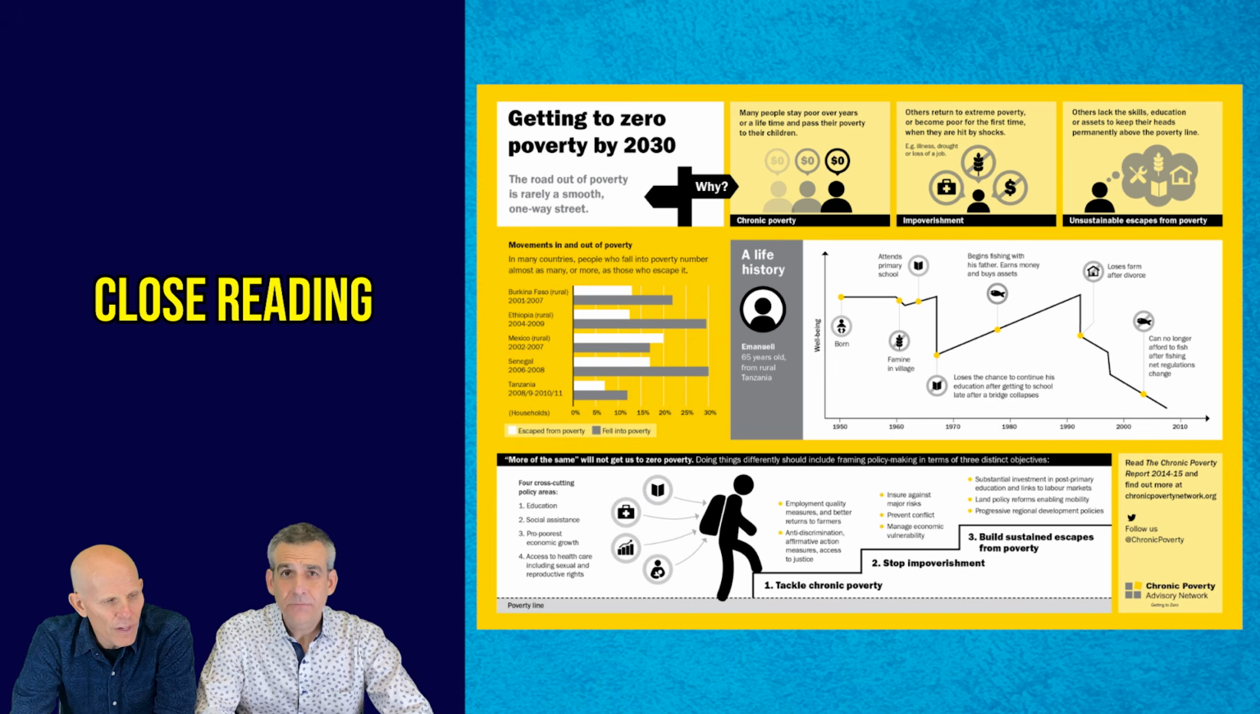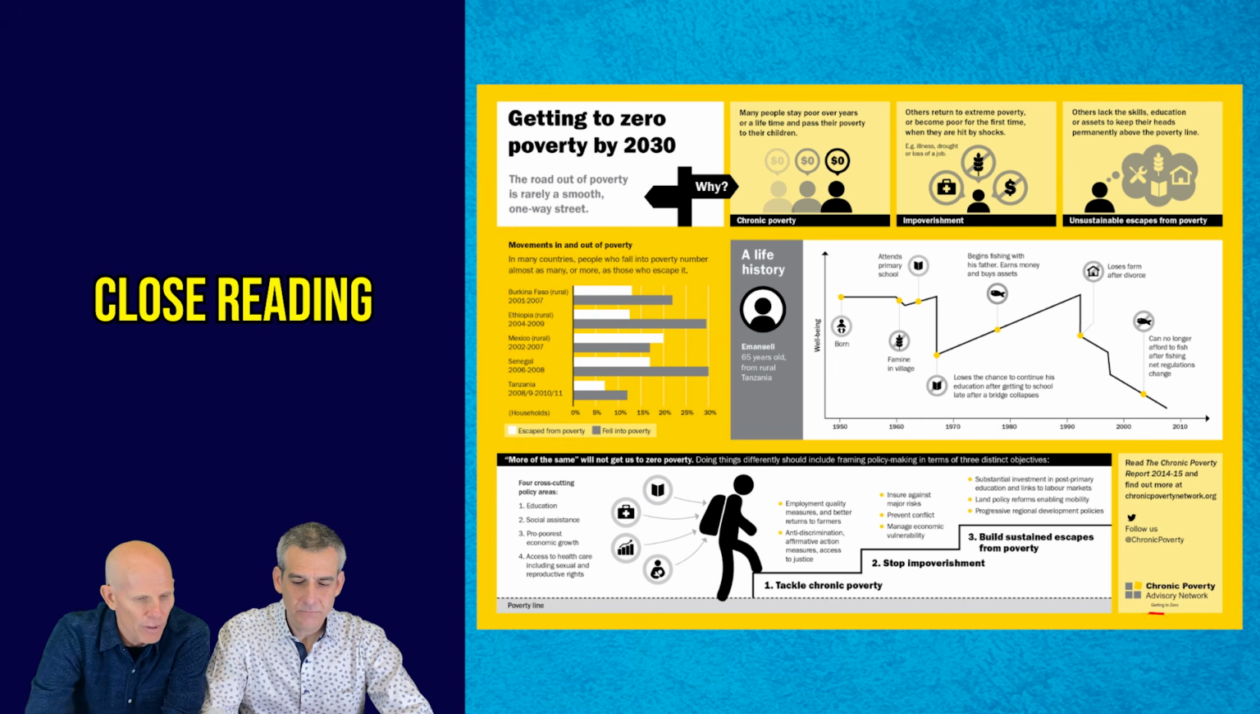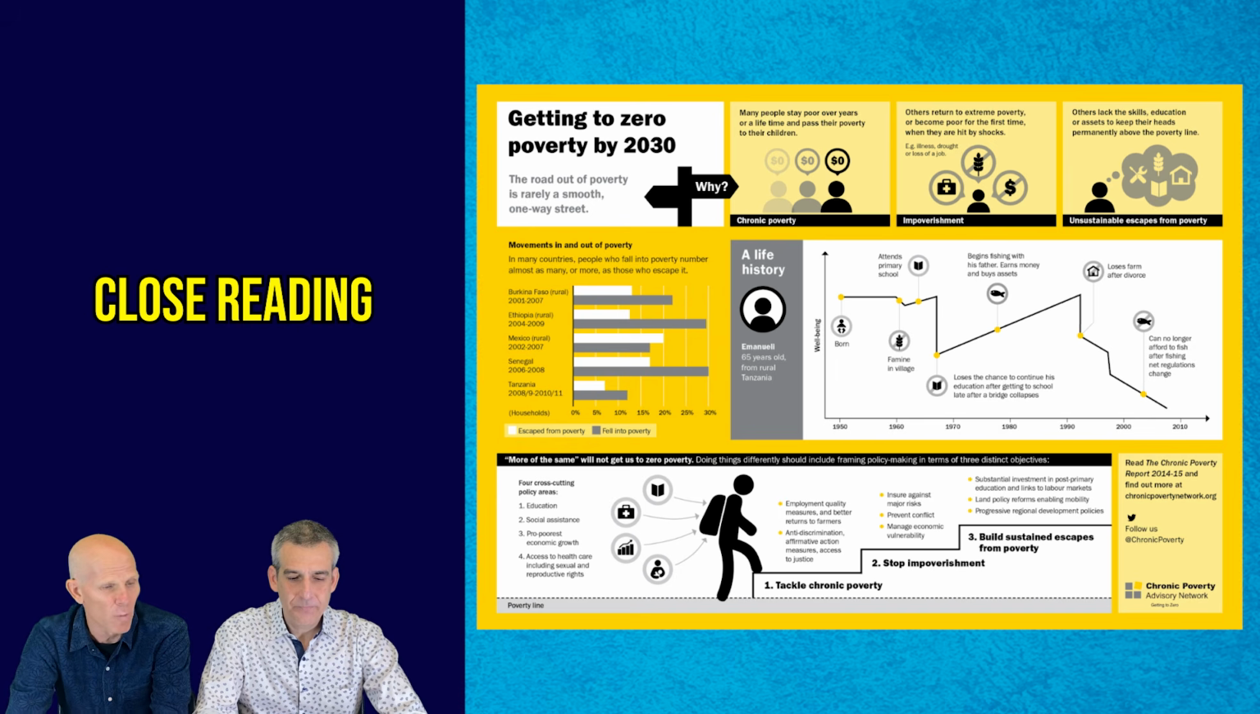Yeah, so first of all, I noticed that this infographic is about poverty. It's organized by an organization. Down at the bottom, we see the name of the organization, the Chronic Poverty Advisory Network. So again, this is about poverty. It's a problem-solution structure. I see that we know that global poverty is an issue, and they're offering some good solutions.